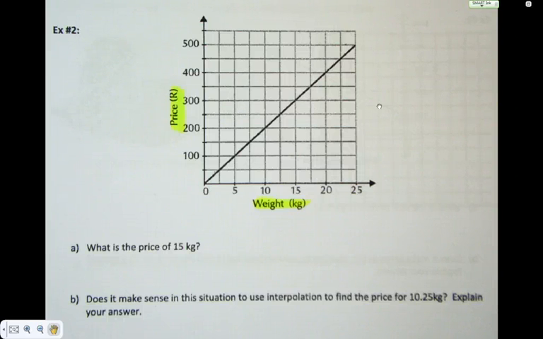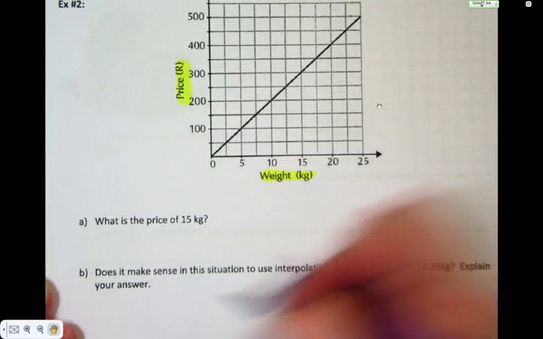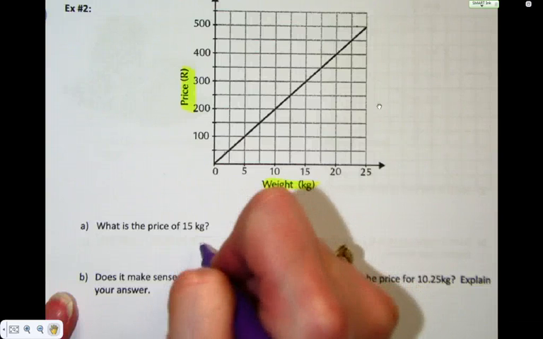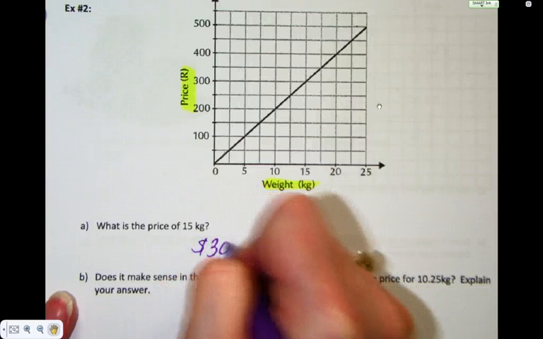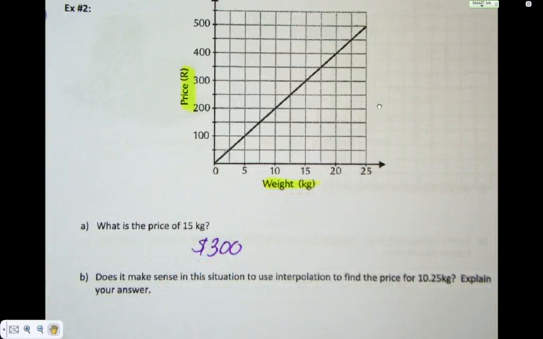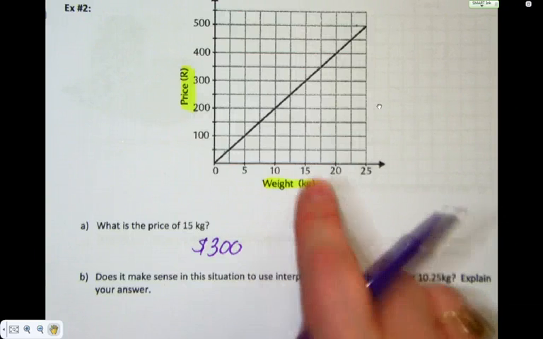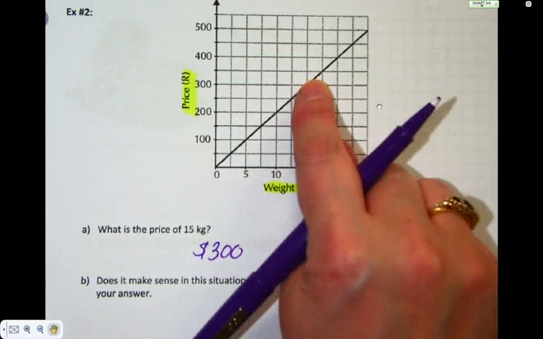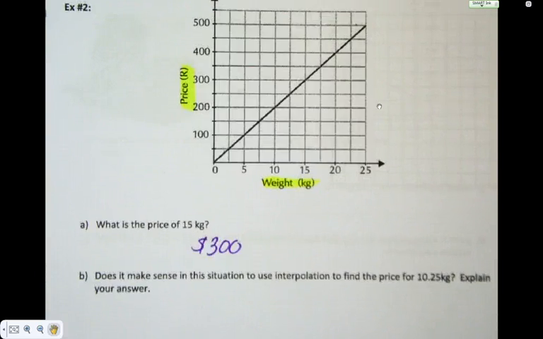Turn and talk. Someone just in front, behind, beside you, do party together. Tell me the price of 15 kilograms of this stuff. Seems like we have an answer. Turn back and share. $300, I heard somebody say. How did you get that? You went 15, up to the graph, over 300.